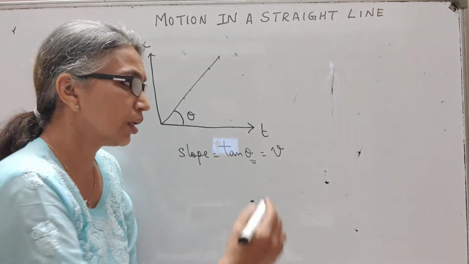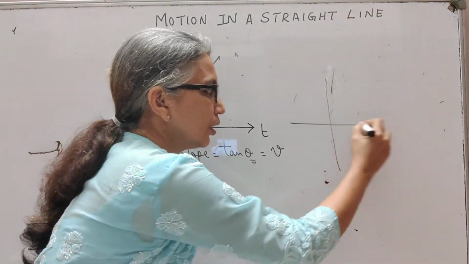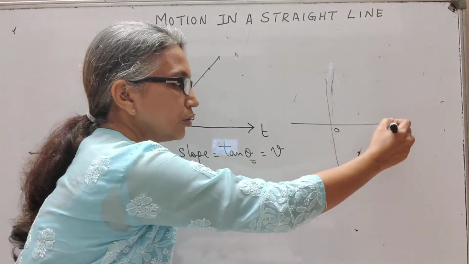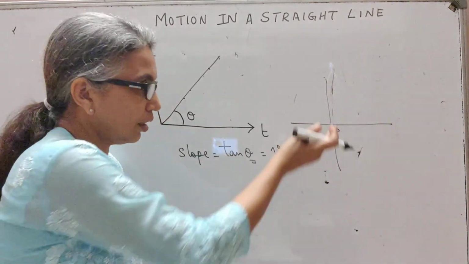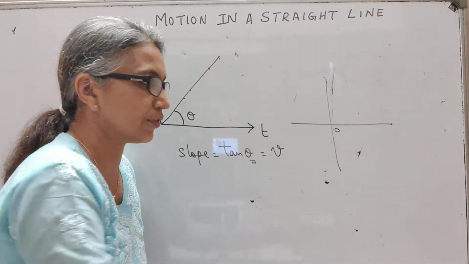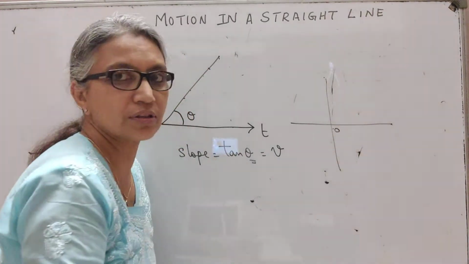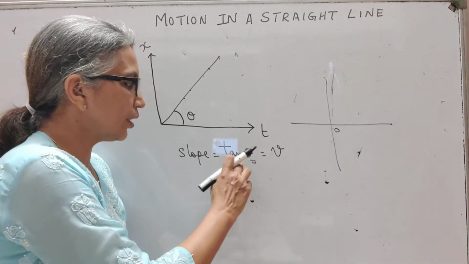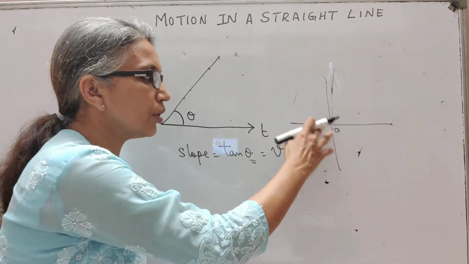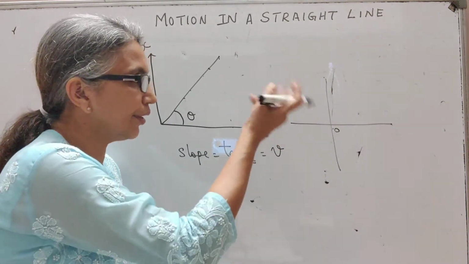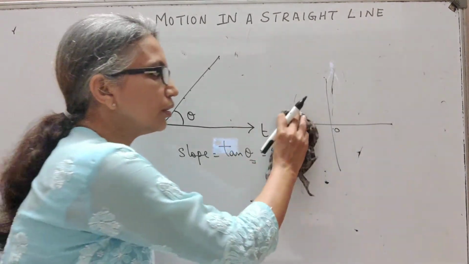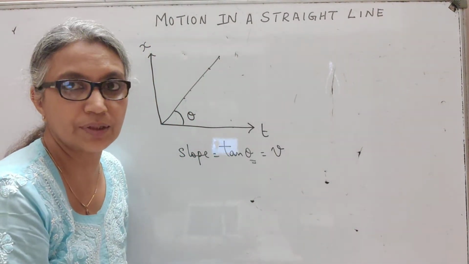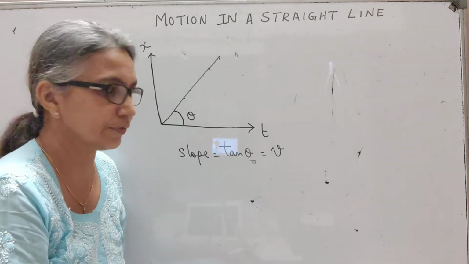Positive velocity, I told you, by convention, if you have the axis like this, and if this is the origin, to the right and above the origin will be taken as positive. So this is a positive x-axis, this is a positive y-axis. To the left and downwards will be taken as negative. So when I say positive velocity, it means from the origin a body is moving, let's say, to the right or upwards. So the displacement of the particle is positive, and therefore displacement by time, the velocity, is also positive.